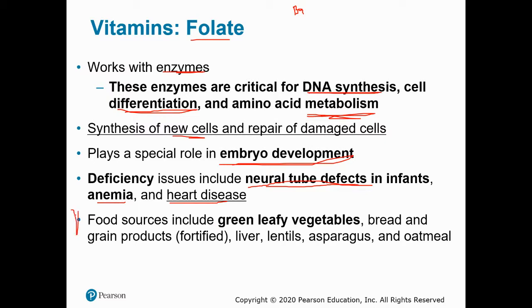Food sources of folate. So this is important. This is starting to be a variance from those first 4 B vitamins. Green leafy vegetables are really one of the best sources of folate. We also see that a lot of foods are fortified, meaning folate is added to foods where it doesn't naturally occur. A lot of cereals and bread products and even milk products are fortified. But green leafy vegetables are your best naturally occurring source of folate. And then we also have some other random foods: liver, lentils, asparagus, and oatmeal.